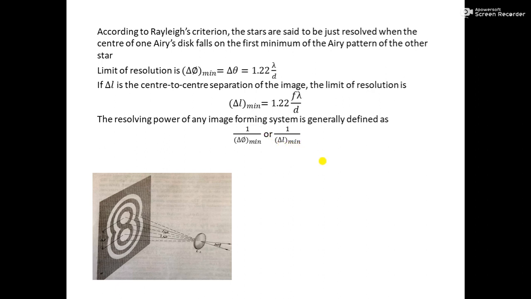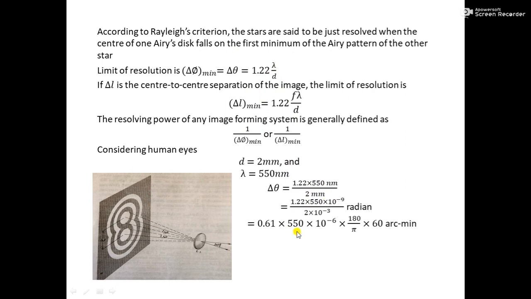Let us consider the case of the human eye, and take the aperture of the human eye as 2 millimeter. Under bright conditions, lambda is taken as 550 nanometer. If we calculate delta theta, or delta phi, by putting in 1.22 for lambda, 550 nanometer, and 2 millimeter, we get the value as 1 arc minute.